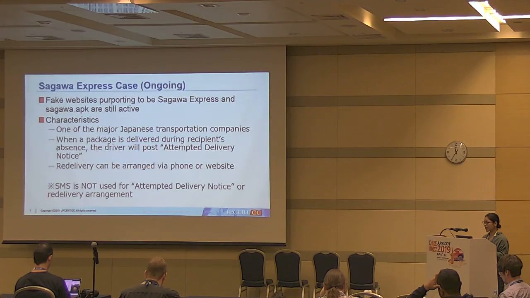Sagawa Express is one of the major transportation companies in Japan. Their service is to deliver packages to the customer. If the recipient is absent, the driver leaves a message note in the post, so the recipient will be able to arrange the redelivery by making a phone call or using an online service that Sagawa provides too. What I wanted to say here is that SMS is not really used for attempted delivery notices or redelivery arrangements at all.